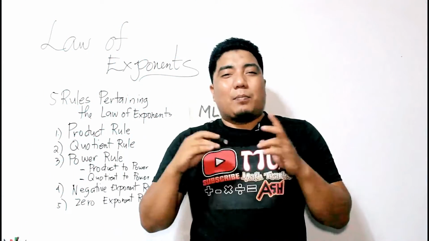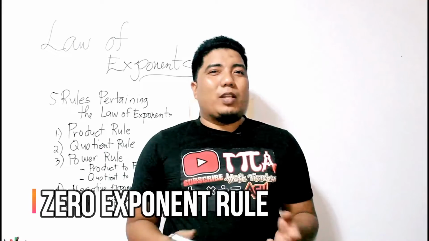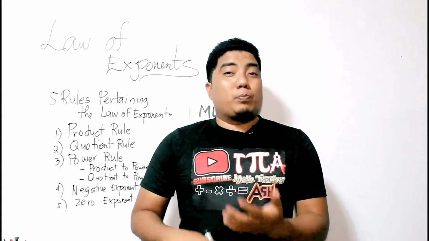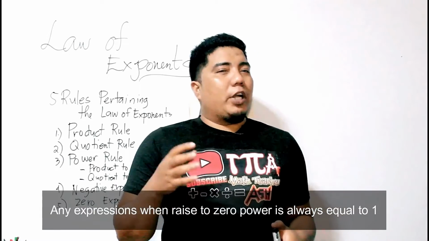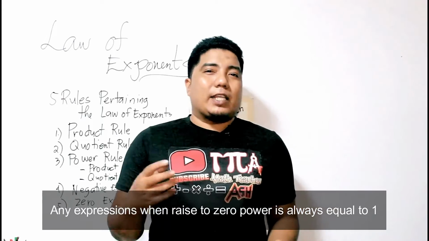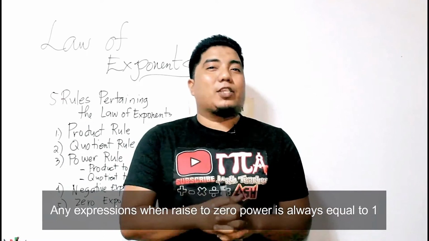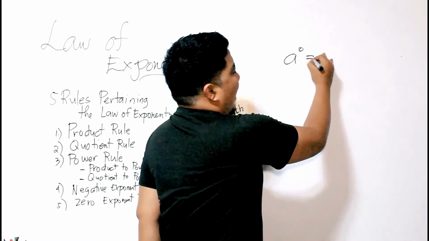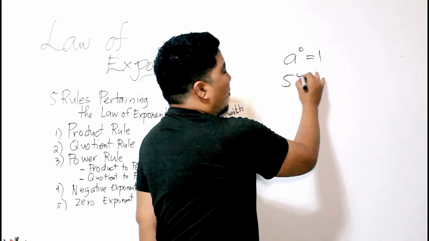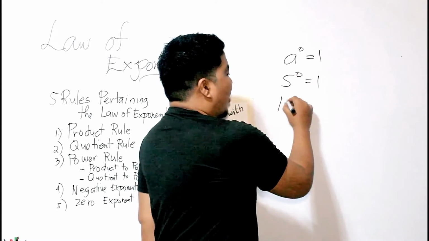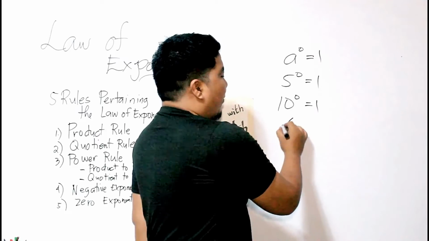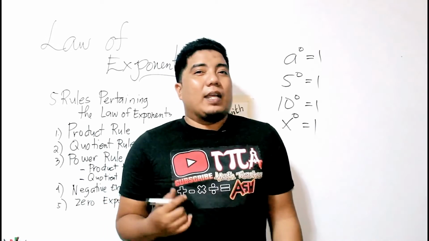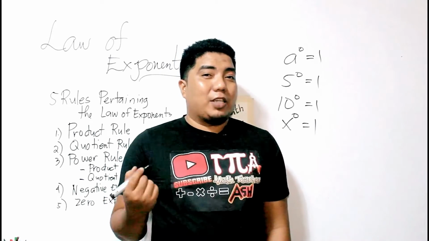And now for the last but not the least rule, the zero exponent rule is considered to be the easiest rule among the exponents. Why? Because by definition, any number or expression or variable that has an exponent of 0, the resulting answer is equal to 1. What does this mean? If you have a to the power of 0, the answer is 1. If you have 5 to the power of 0, the answer is 1. If you have 10 to the power of 0, the answer is 1. If you have x to the 0, the answer is 1. So any variable or number that has an exponent of 0, the final answer is 1.